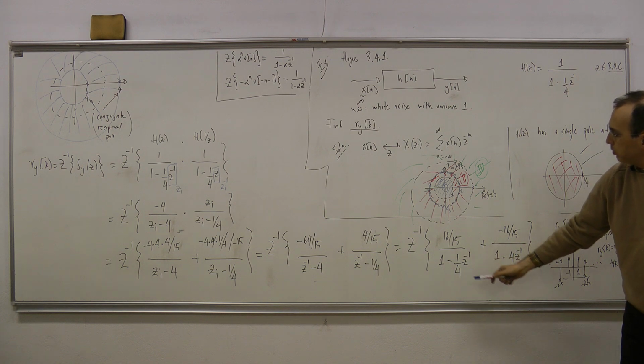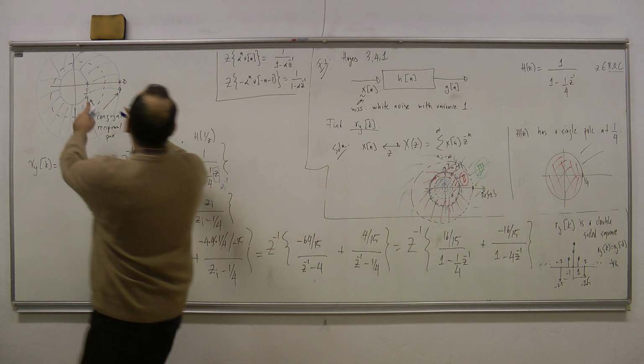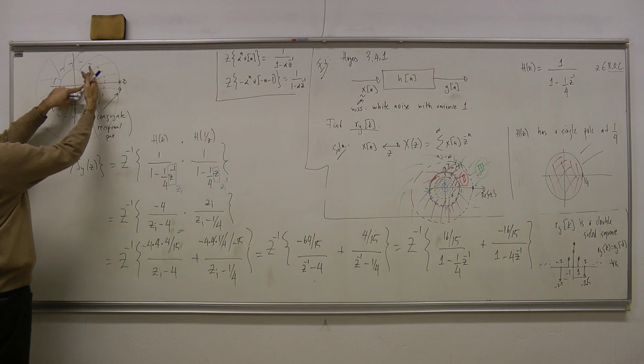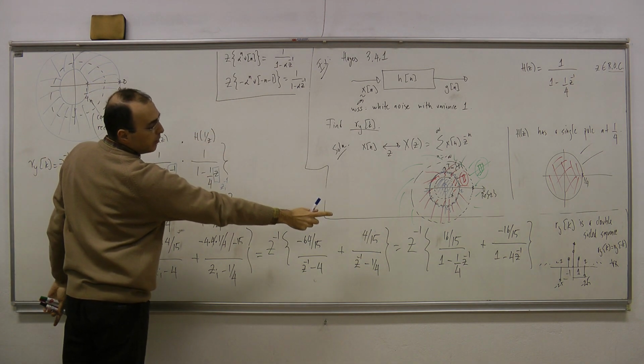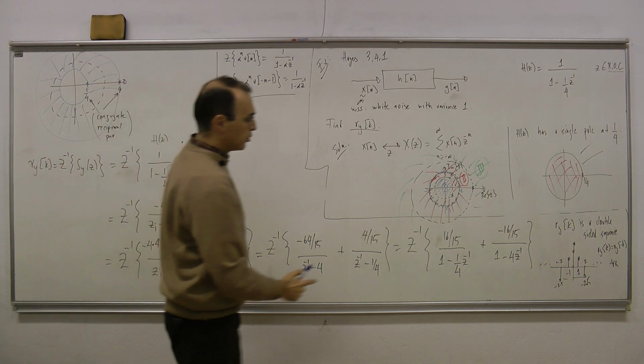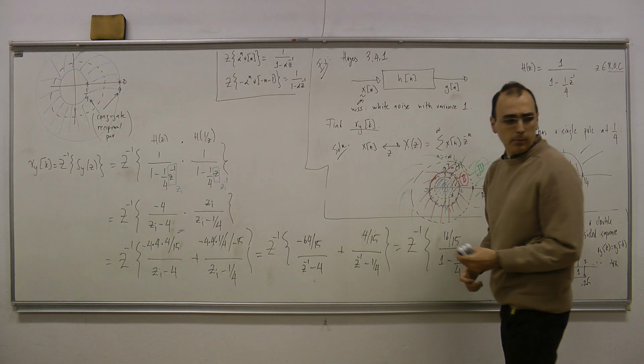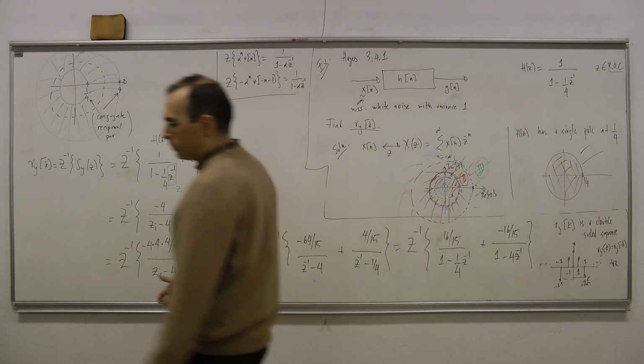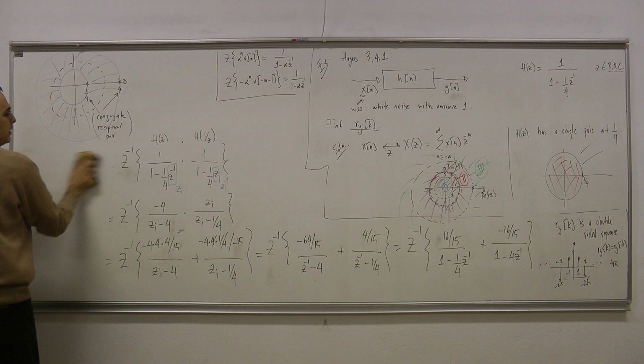So this is the pole at 1 over 4. So I'm on the right side of this, so this will be giving me the causal part. Okay? The causal sequence. So if I write my final result, let me erase this then.